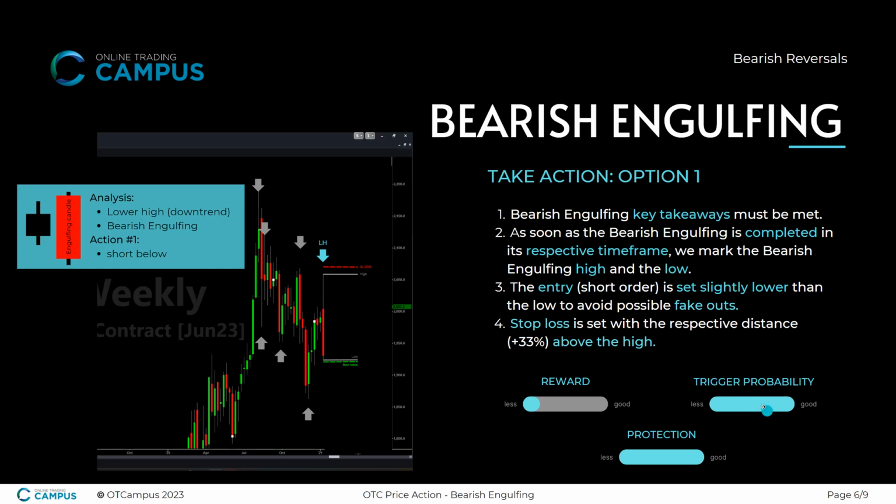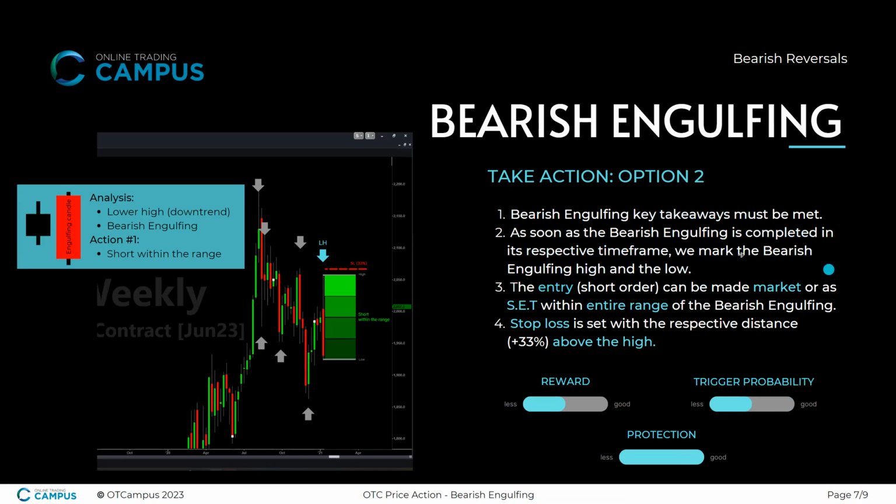Okay, the trigger probability is of course the best of the best because we need only more weakness and we are filled. We don't have to wait for a retracement like this. And the protection is also one of the best because it is far away. It is above the high and it is above the pivot lower high. Okay, that is option number one. And now option number two. Number one is always the same.